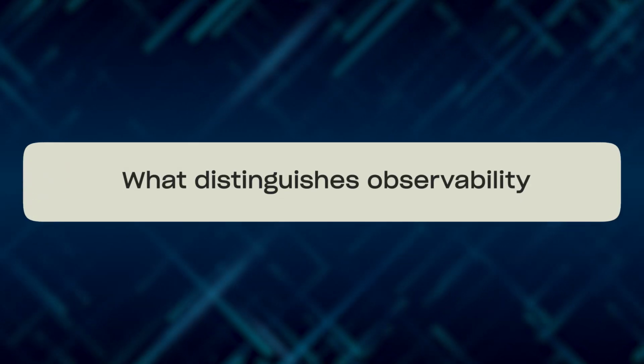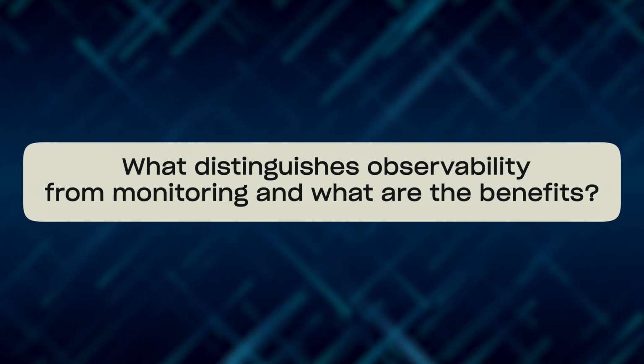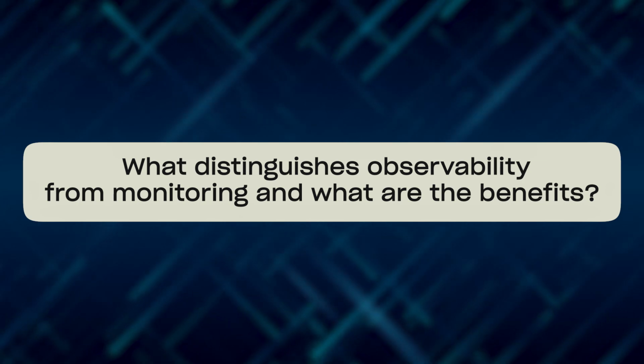Now, what distinguishes observability from monitoring, and what are the benefits? I get this question asked a lot, and the way that I would describe it is that observability and monitoring are different, but they are related. To get to observability, you can't do it without monitoring. So the terms are related, but they're also different. Monitoring tells you that something is wrong. Observability, in contrast, uses data collection to tell you what is wrong and, more importantly, why it happened.